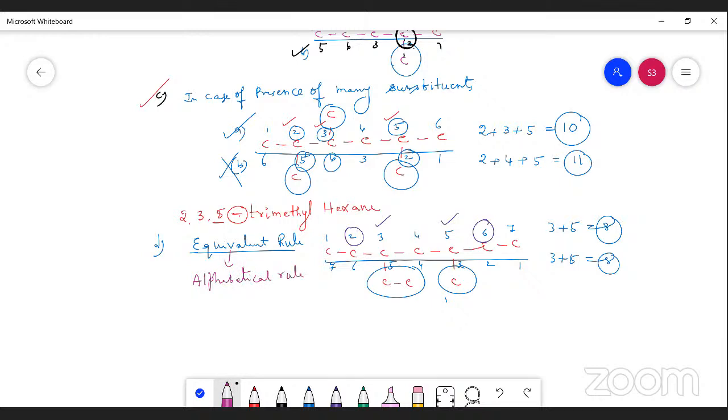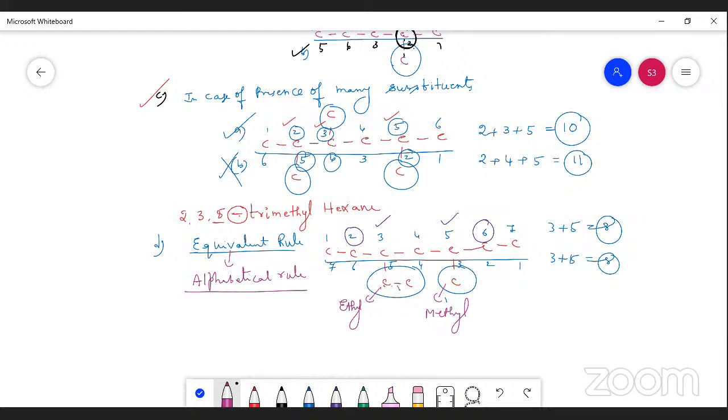Alphabetical rule. As per the alphabet, what is the name of this one? Ethyl group. This is ethyl. And what is this name? Methyl. This is methyl. So as per the alphabet, which first letter will come? E will come first in the alphabetical series.